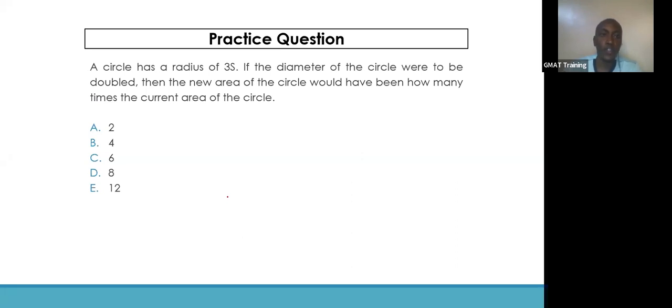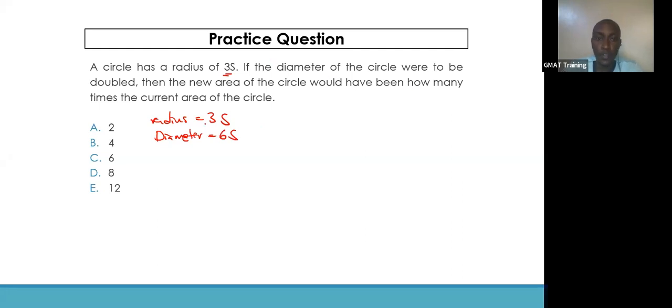And so this question has some trick in it, and we need to be careful with the language that the GMAT will use. A circle has a radius of 3s. Now we have the radius of the circle as 3s. If the diameter of the circle were to be doubled, if the radius is 3s, then the diameter will be 6s, doubled.